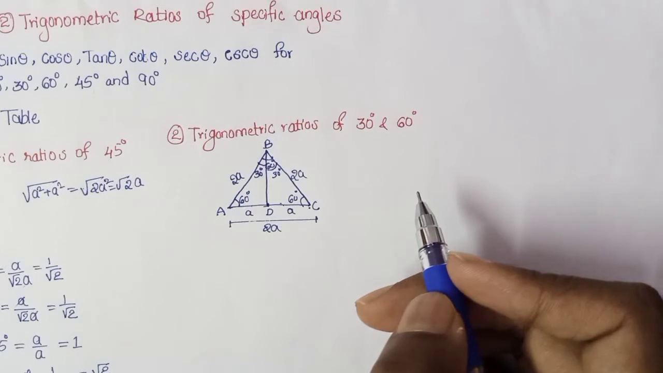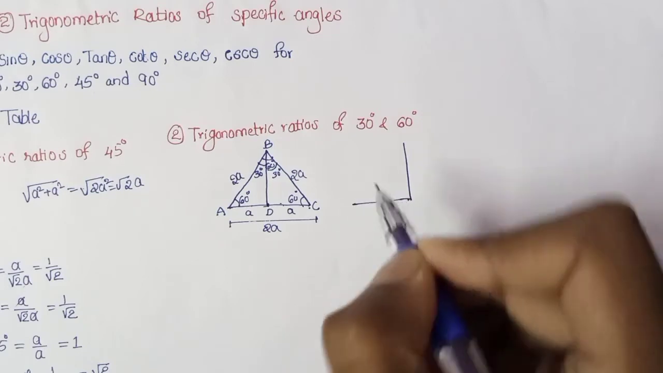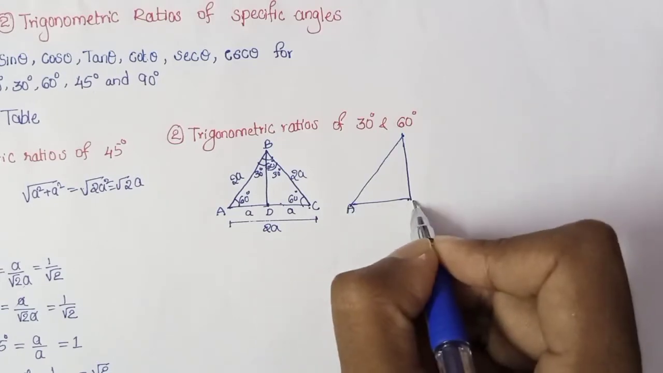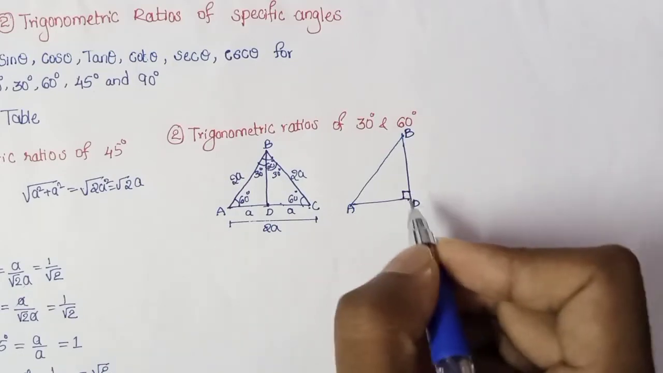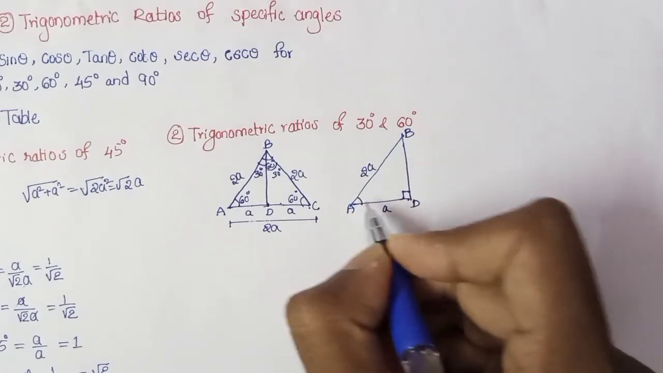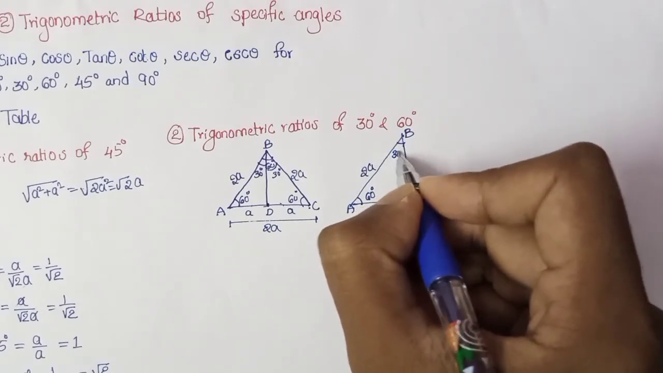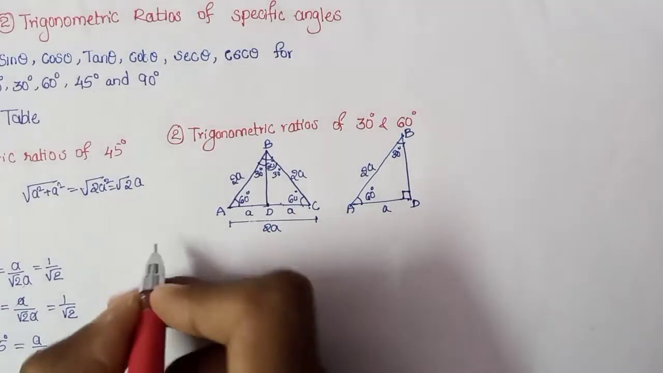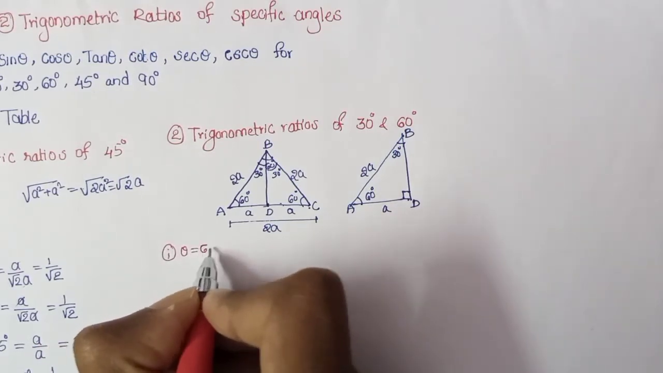Let us consider triangle ABD. This is A, this is D, this is B. Here angle D is 90 degrees. Here AD value is a. This is 2a. Angle A is 60 degrees, and this angle is 30 degrees. First, let us find for theta equal to 60 degrees.